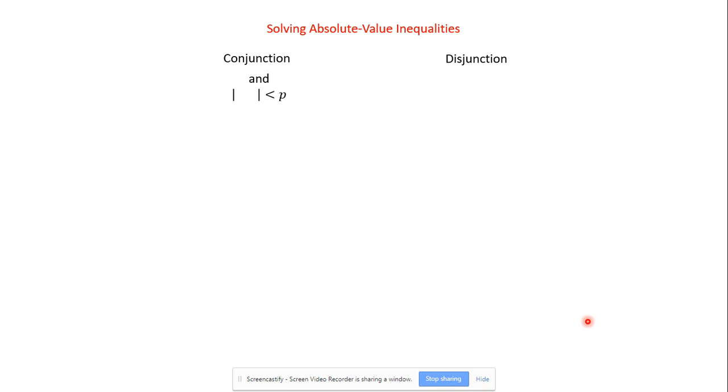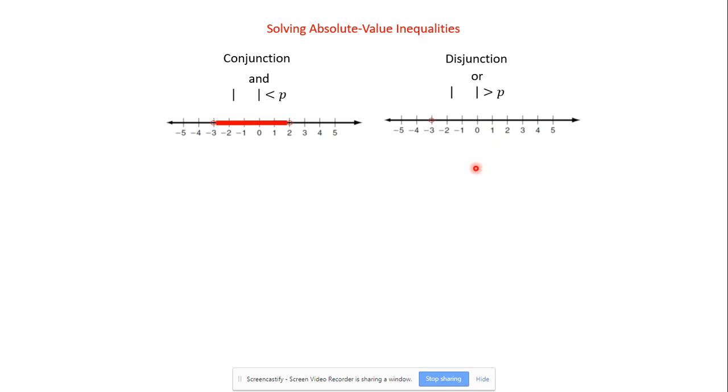So when we split it up, we'll have something and something. A disjunction, the magic word is or. And this is when we'll have the absolute value greater than a positive number. And this is where we have our 2 points, and then the graph goes away from the 2 points. So let's look at these.